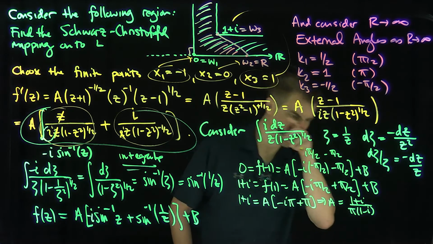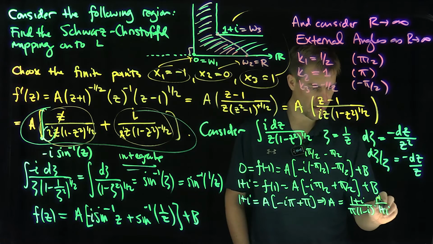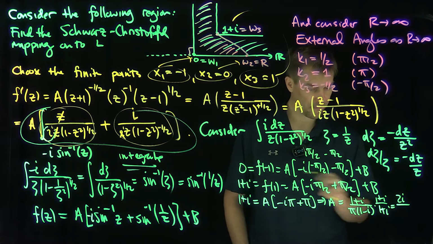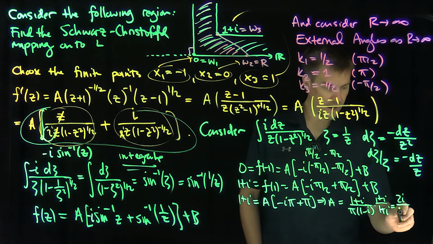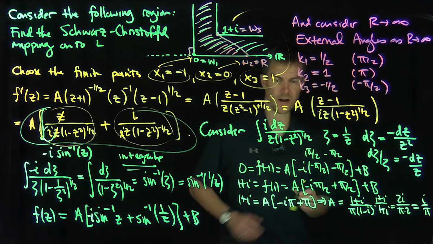We can simplify that a little bit, but let's just leave it as it is. If I multiply by 1 plus i, the top is going to turn into just a 2i, over pi times 2, so that's just i over pi. So A is i over pi.